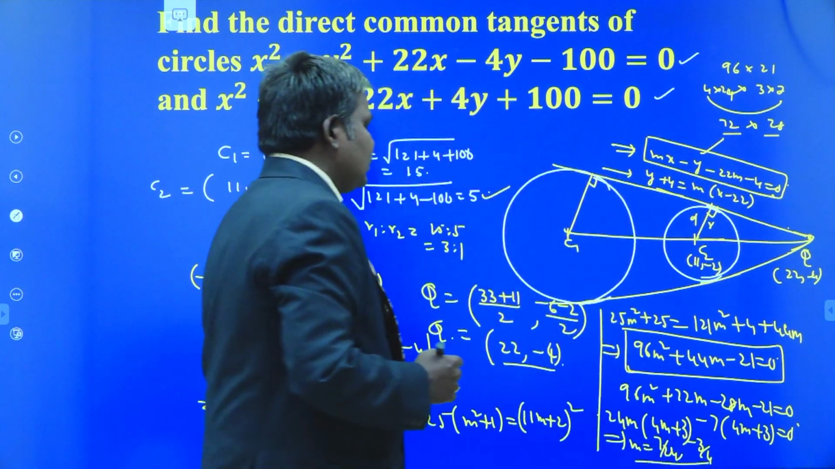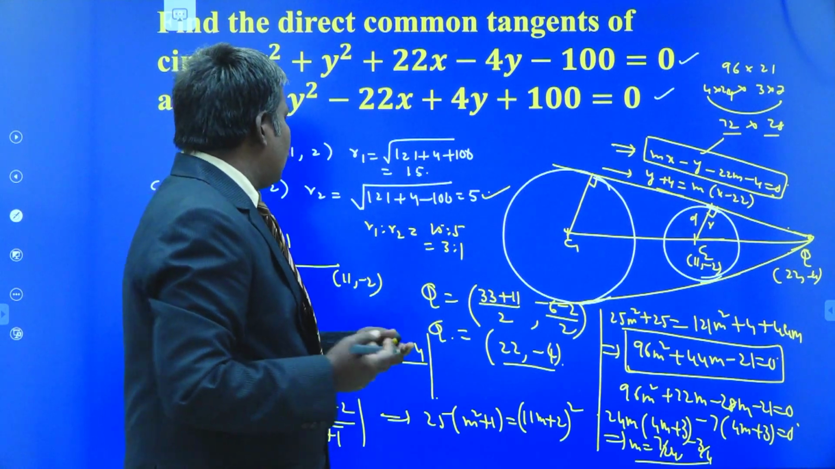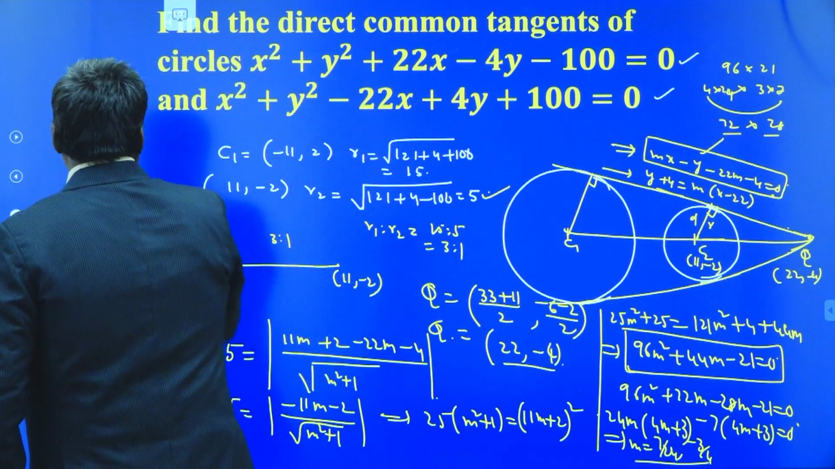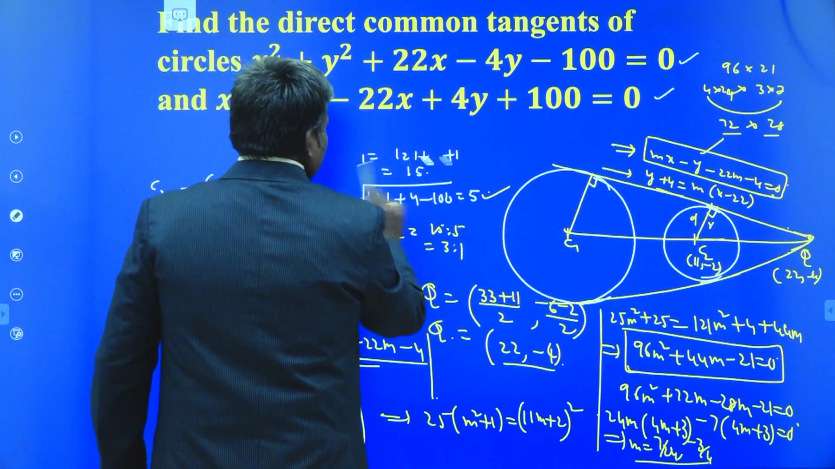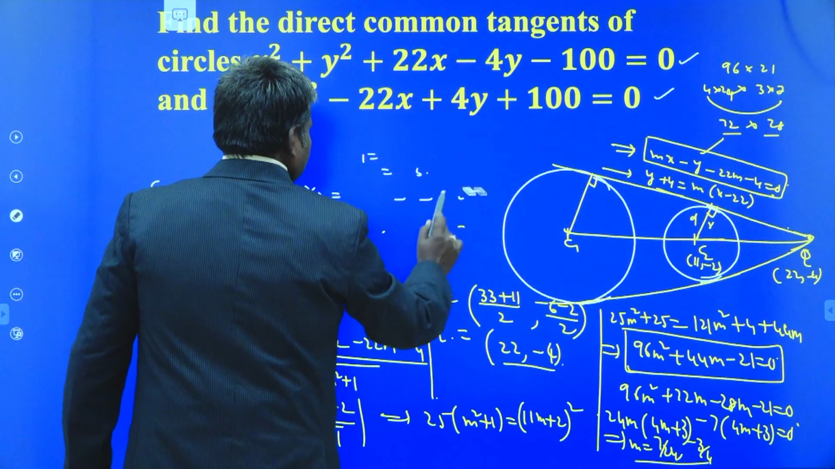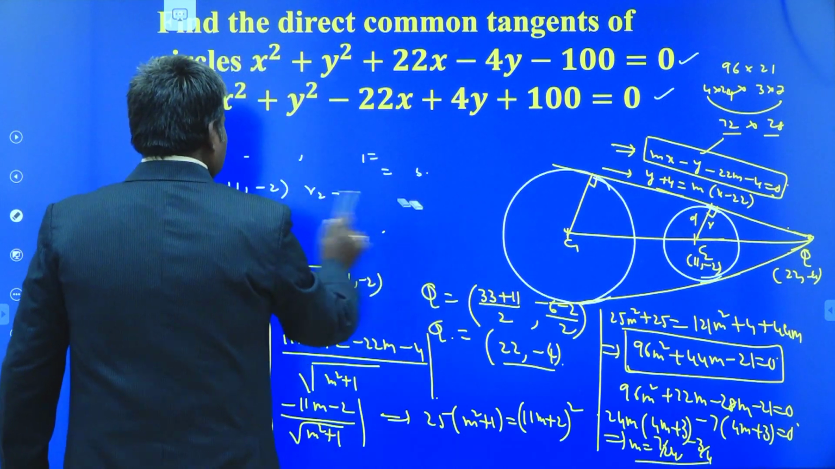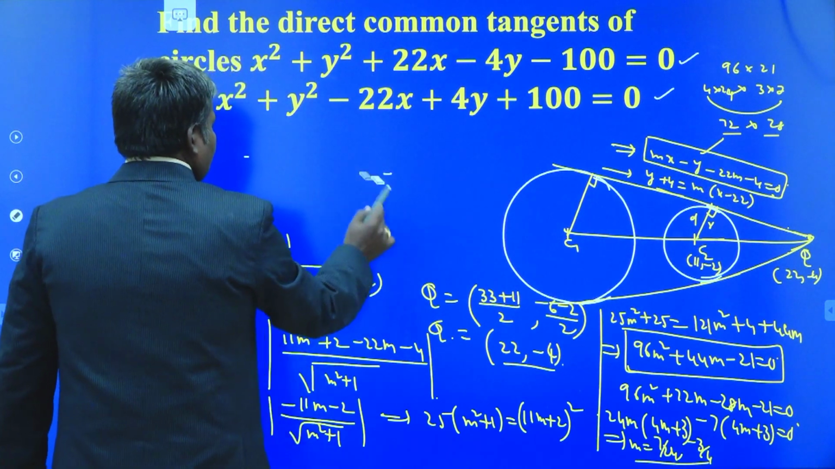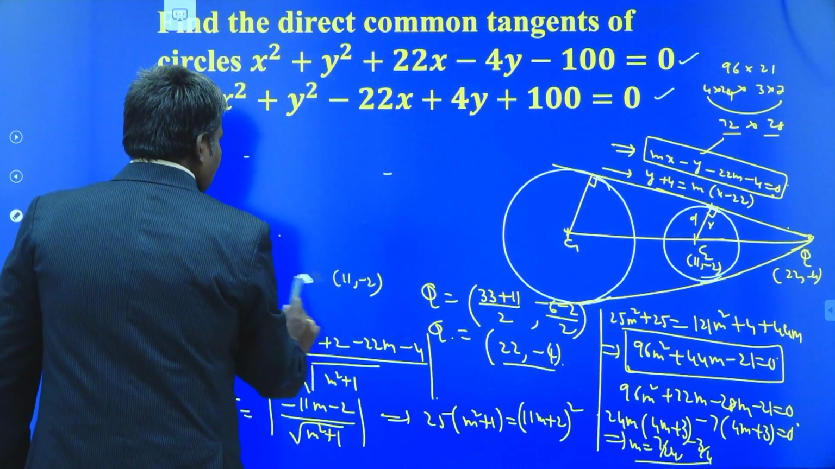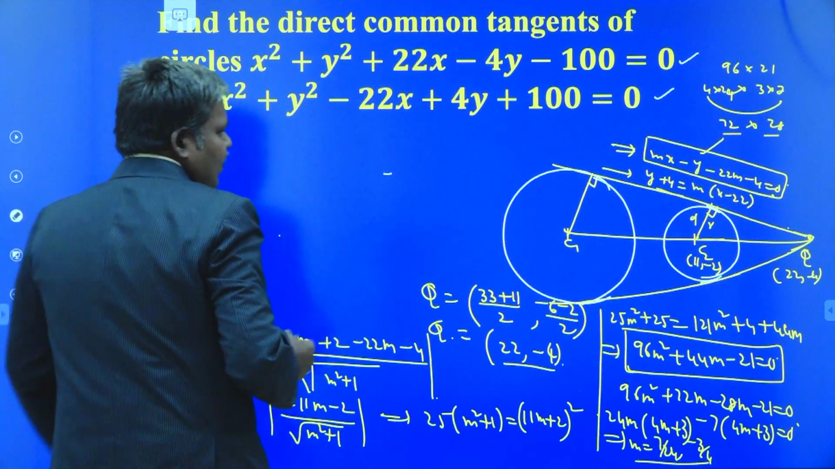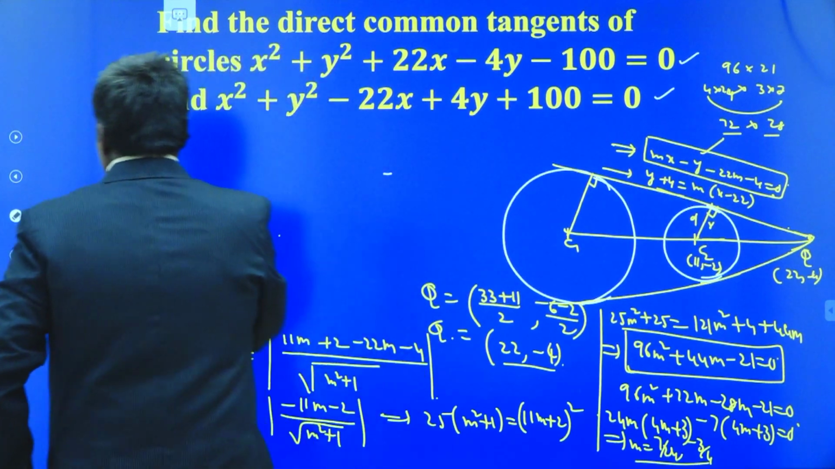Am I correct or not? These are the values of m. So once we have the values of m, can we get the equations or not? Yes. Now, what are the equations now? Using the formula y minus y1 is equal to m into x minus x1. What is my point here? 22 comma minus 4.